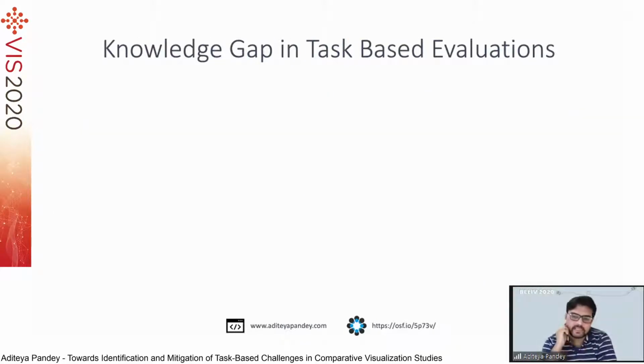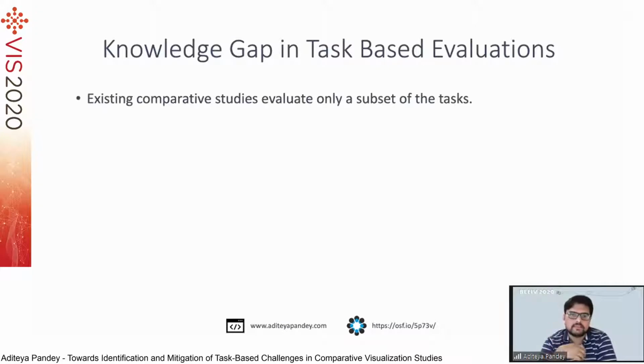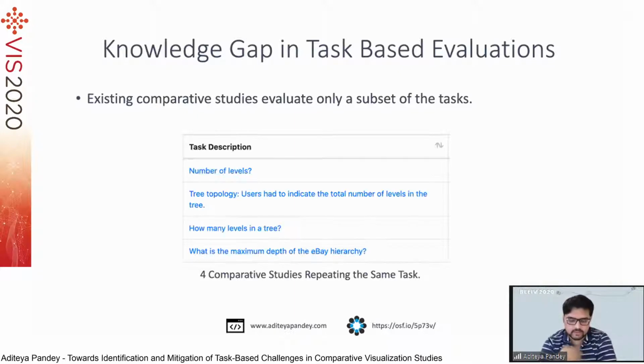The last challenge that I would like to highlight here is that sometimes we notice that existing comparative studies are focusing on a subset of evaluation tasks. To give an example of this, while we were surveying some of the tasks, we noticed that 4 different comparative studies were, in a different sense, trying to evaluate the same task, like how many levels are in a tree, or what's the height or depth of a tree.